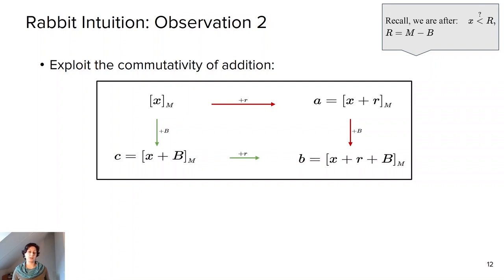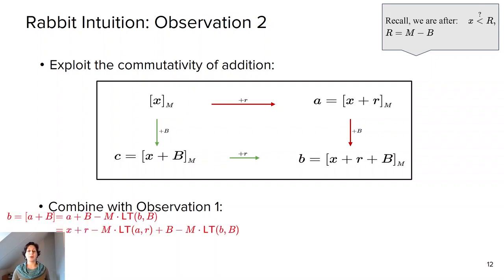Now by combining this commutativity property, the two different ways I can compute small b, together with observation 1, how I can write modular sums over the integers, and following the red path, I can compute the quantity that just appeared on the slide. So I can compute b by computing x plus r and removing the quantity m if there was a wraparound. And then on this quantity I add capital B and I subtract my modulus quantity again if there was a wraparound in this sum. Likewise, I can do the same for the green path.